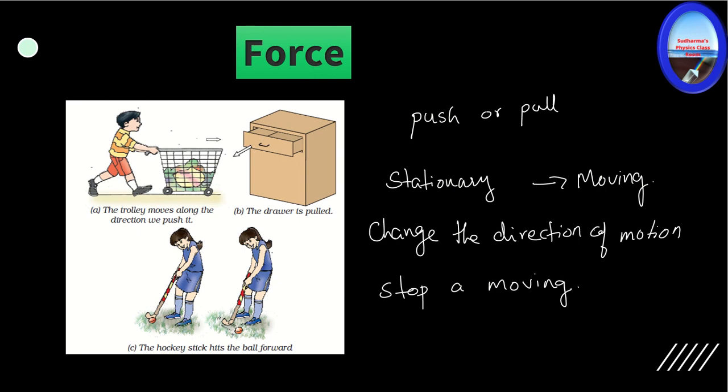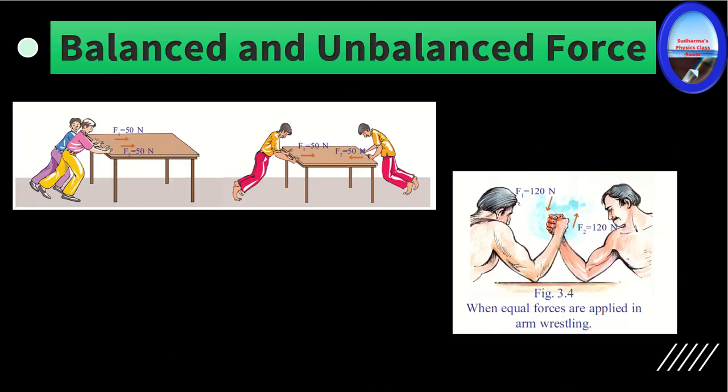Now, to make motion possible, is there any condition required? Let's analyze this. Here we have to deal with balanced and unbalanced forces. Let's see some examples and come to a conclusion of what is balanced and what is unbalanced force. Here two boys are pushing this table with a force of 15 Newton each. On the other side, two boys are applying a force of 15 Newton in the opposite direction.